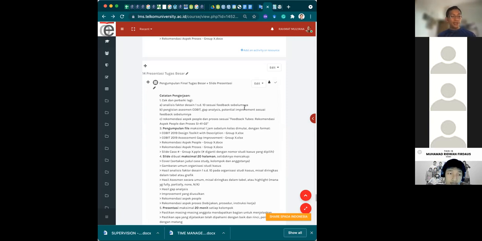So any question regarding this? I'm a bit sporty right now. I'm actually a runner, so I wear this Tel-U Runners shirt. Maybe some of you who like running would like to join the Tel-U Runners.